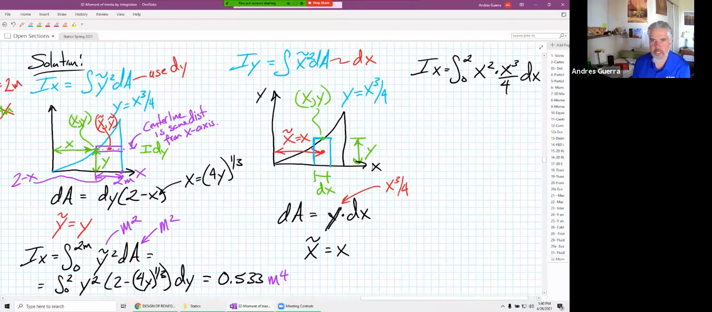Oops, and why did I call this Ix right here? That should not be Ix. Let's fix that. It's right there, that is incorrect. I'm doing Iy, right? So I'm just going to erase it and I'll highlight it. So Iy, that's what we're working on right now. So this is Iy.